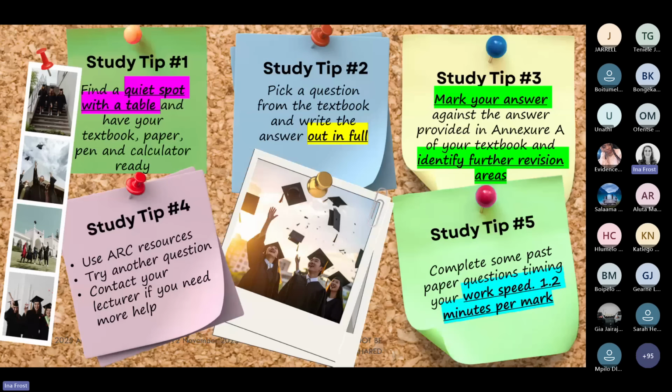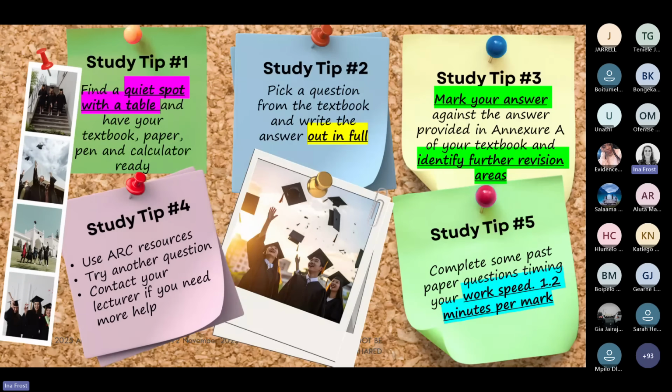Okay, students, I think that nearly brings us to the end. I just want to recap for you. Remember, it's all about what you do now before the exam, all about preparation, and then what you do once you're in that exam venue and you're sitting there for those 3 hours.